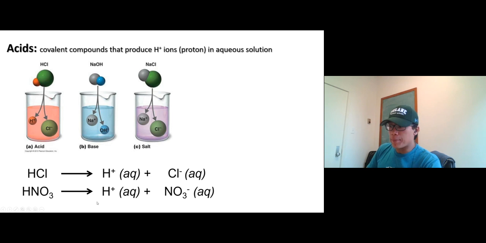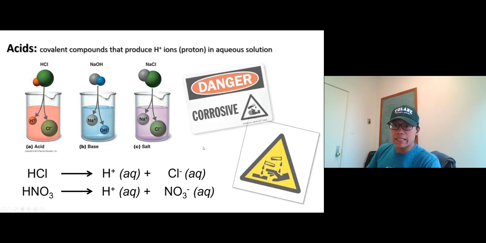Nitric acid dumped into water ionizes to a proton and a nitrate ion. Acids are corrosive, meaning that they destroy many substances, including metal surfaces, depending on how strong an acid is. They can also cause severe burns to the skin. So that's the reason why, if you go to the chemistry lab, you have to wear proper clothes.